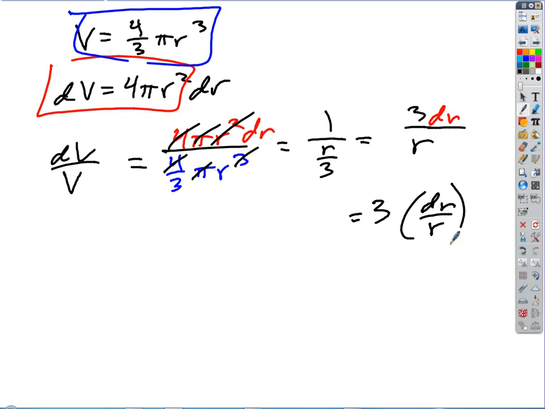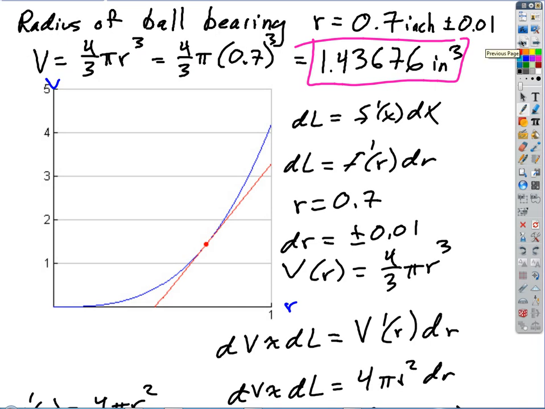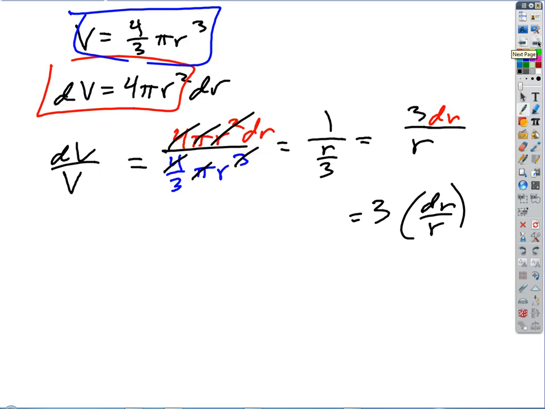If I scoot over on my graph to the right or the left by plus or minus 0.01, if r is being tweaked by that much, then the percentage change in the blue function is going to be 3 times as big. Why do you suppose that is? Well, I guess because it's being cubed, and so it's a fairly aggressive function, right? That make sense? Now, whether or not you take advantage of that relationship, it's easy to plug the numbers in.